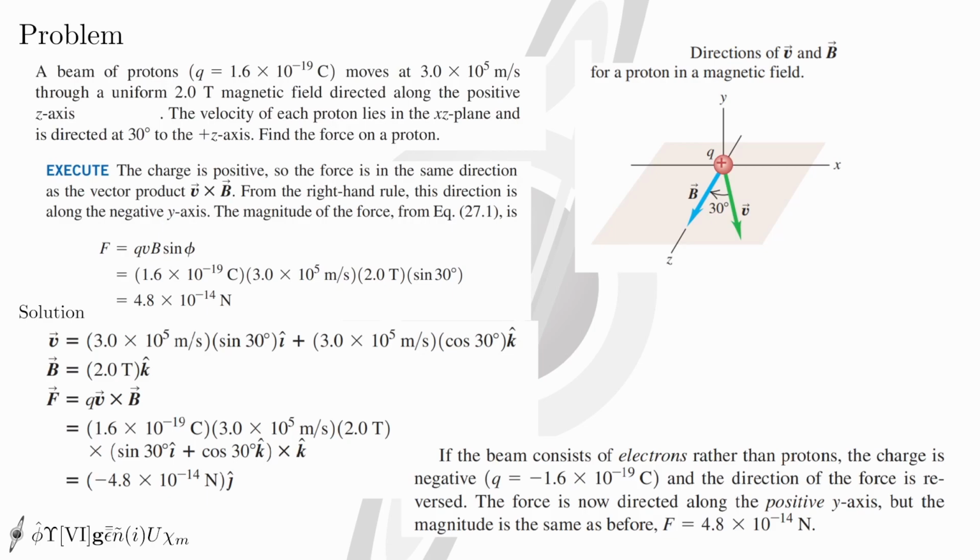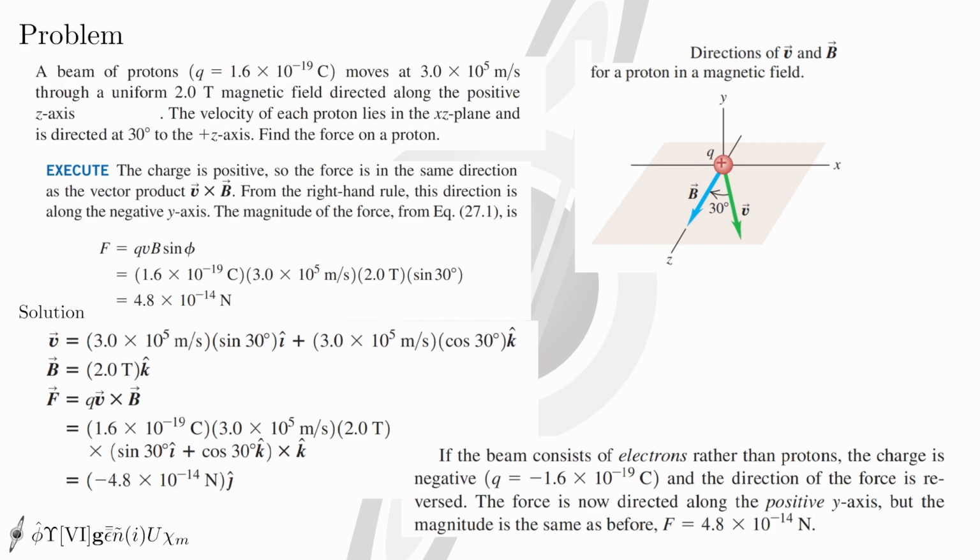So for our first problem, a beam of protons, which has a charge of 1.6 times 10 raised to negative 19 coulombs, moves at 3.0 times 10 raised to 5 meters per second through a uniform 2.0 Tesla magnetic field directed along the positive z-axis. The velocity for each proton lies in the xz plane, as you can see in the figure, and is directed at 30 degrees to the positive z-axis. Find the force on a proton.